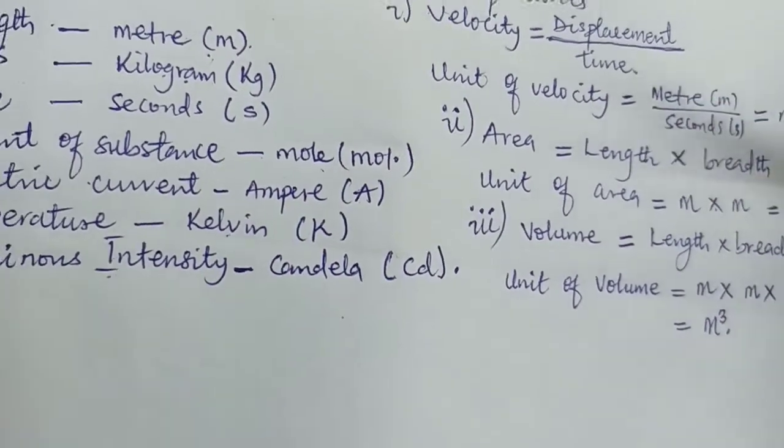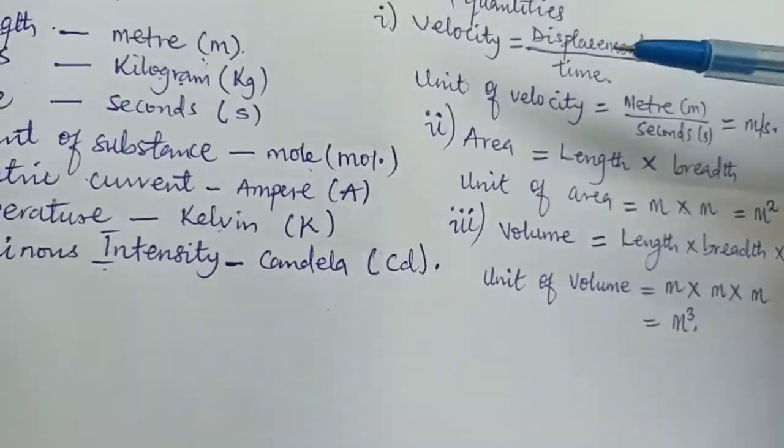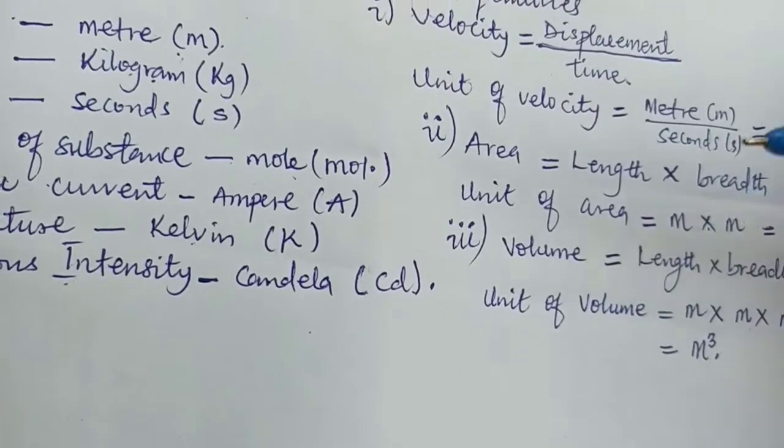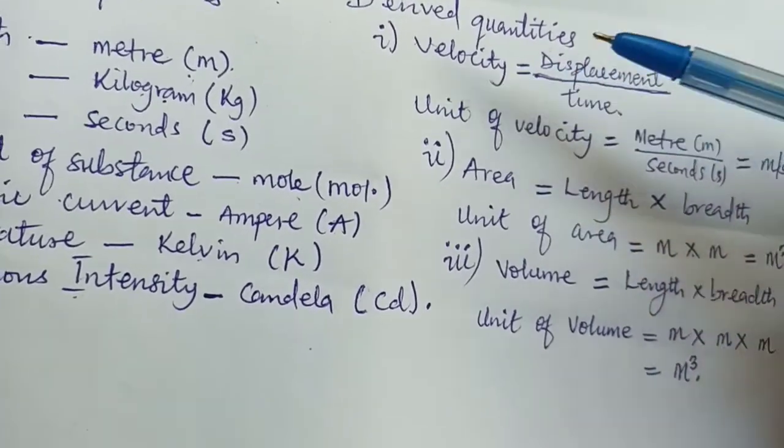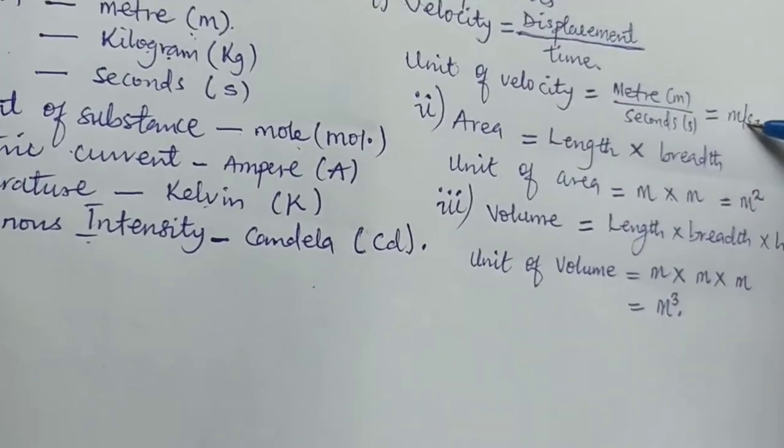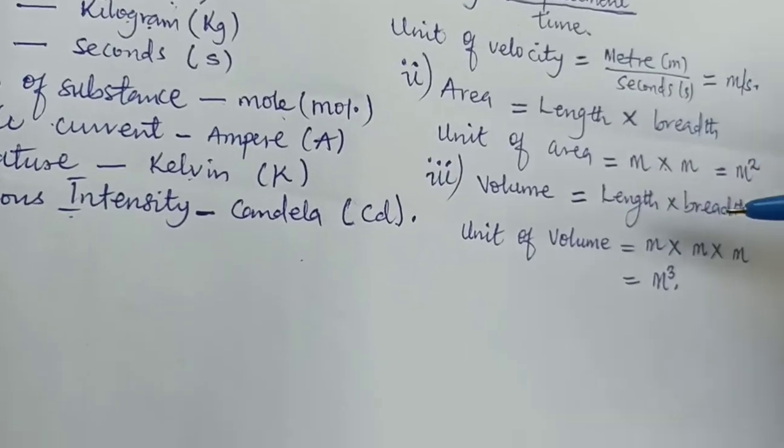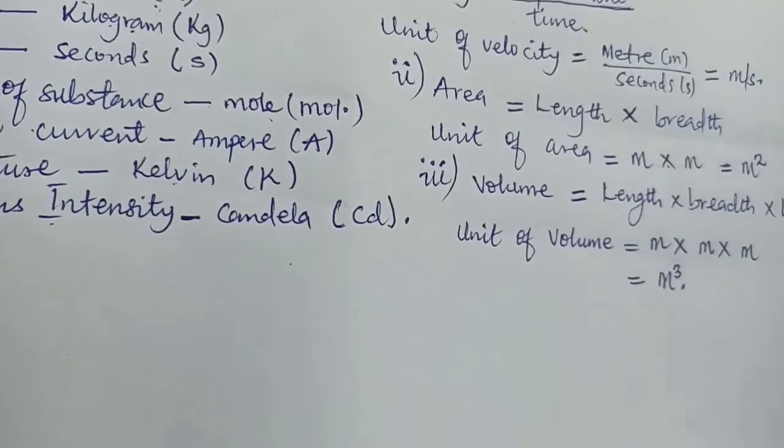For derived quantities, there are many, but we took our time to see 3 examples. For velocity, we have seen how to derive the unit, which is meter per second; area, meter squared; volume, which is meter cubed.